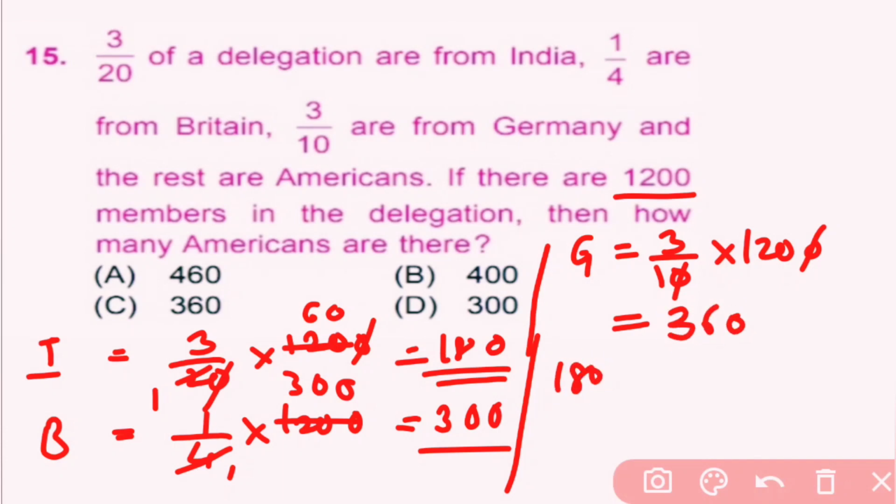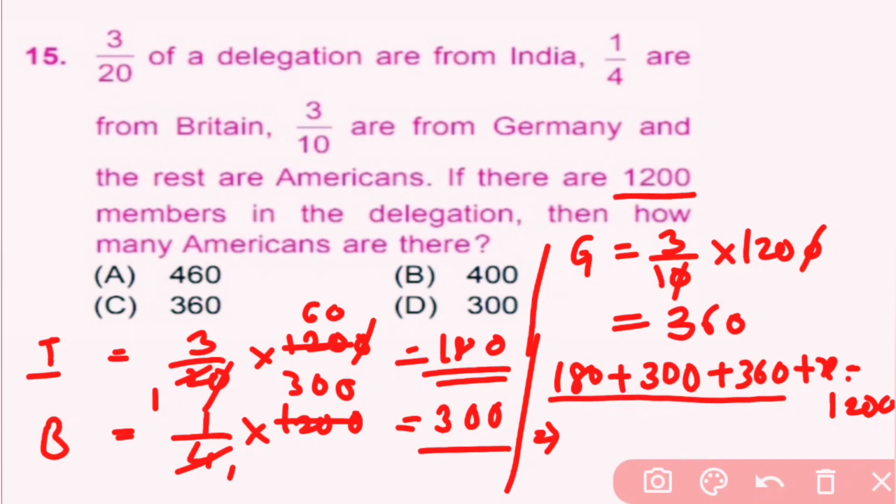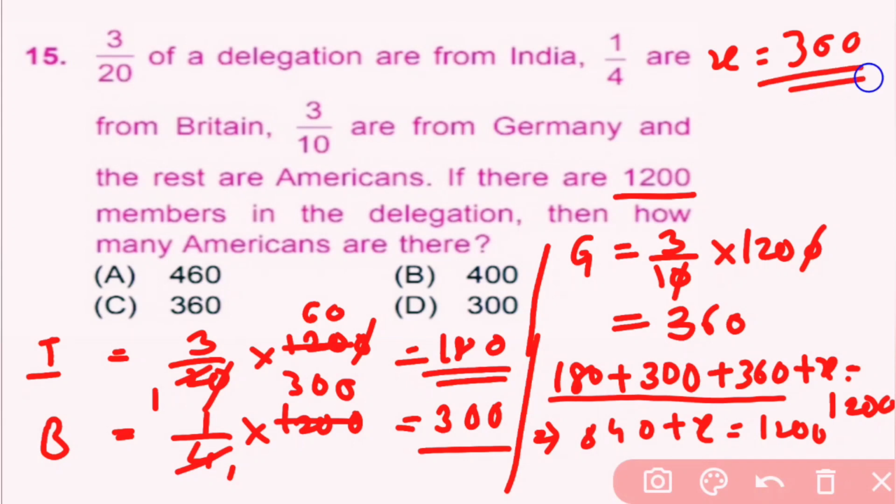So 180 from India, 300 from Britain, 360 from Germany and X from America, and the total is 1200. So 180 plus 300 plus 360 is 840. 840 plus X is equal to 1200. So X is equal to 1200 minus 840, which is 360. Means 360 are Americans in the delegation. So here C is the correct answer.